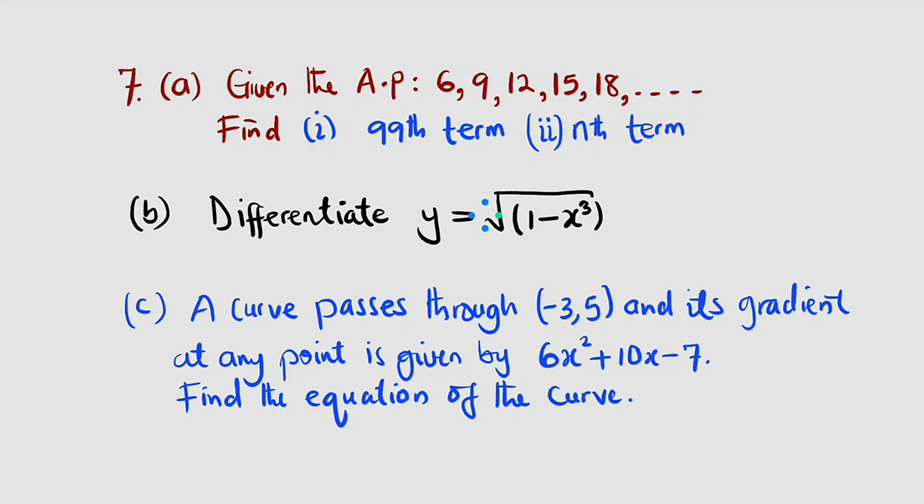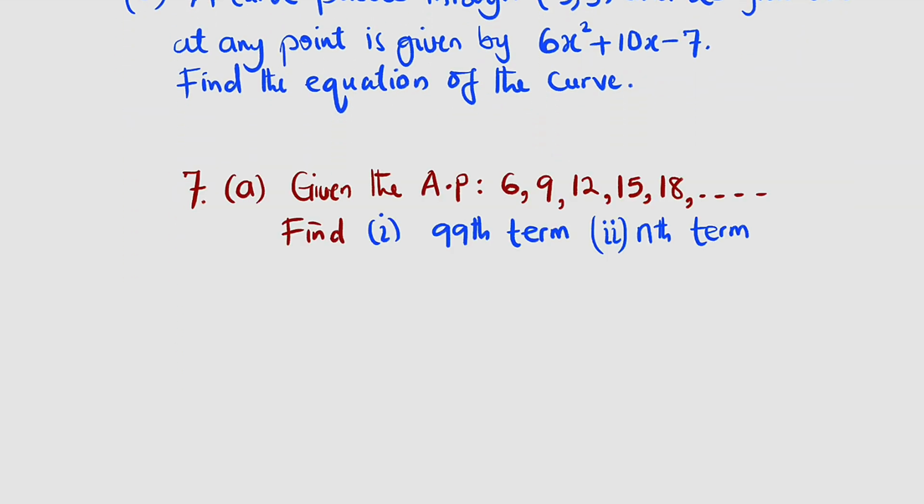All right, here is question number 7. Question number 7 has A, B, and C parts. Let's begin with A part. We are given this sequence 6, 9, 12, 15, 18, and so on. We are looking for the 99th term and also the nth term.